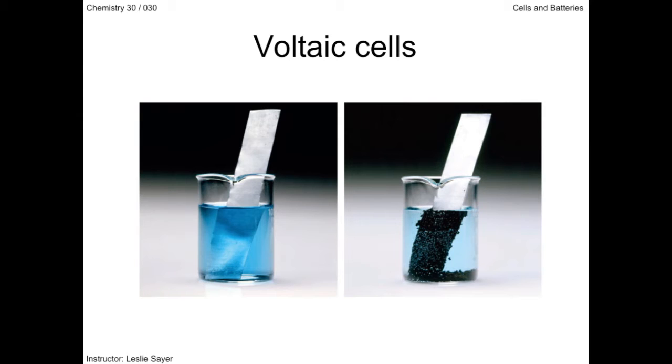The energy in these electrons can be used to do work, such as light a bulb. The magnitude of the energy in the electrons is dependent upon how strong the oxidizing agent is relative to the reducing agent.